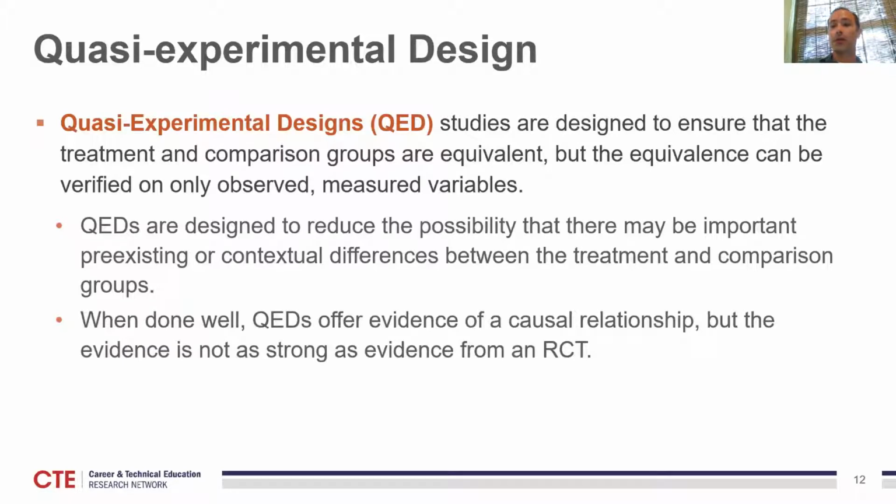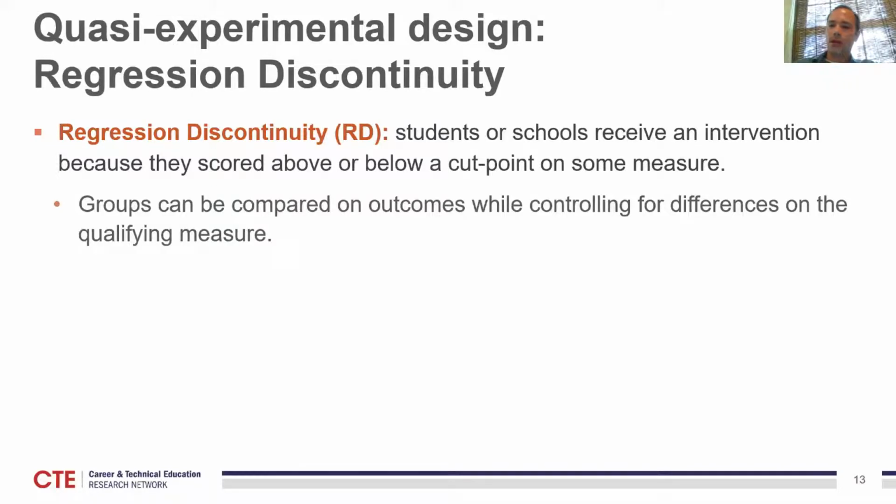Quasi-experimental designs are designed to reduce the possibility that there may be important pre-existing or contextual differences between treatment and comparison groups. And when well done, they can offer evidence of a causal relationship, but the evidence is generally not thought of as strong as it is from an RCT. So now I'm going to touch on several different QED approaches that we will go into more detail on in later sessions.